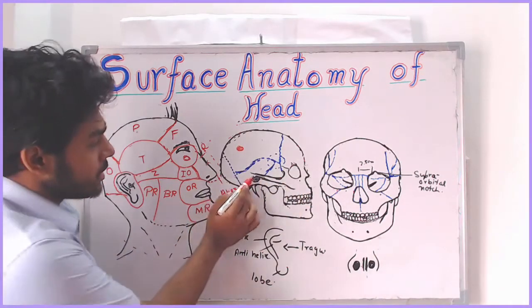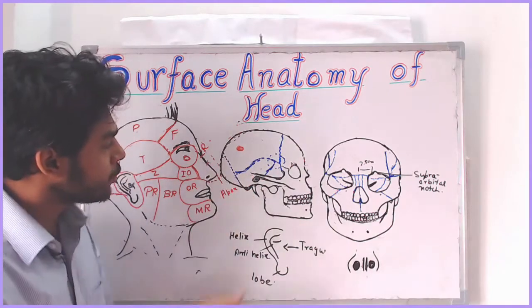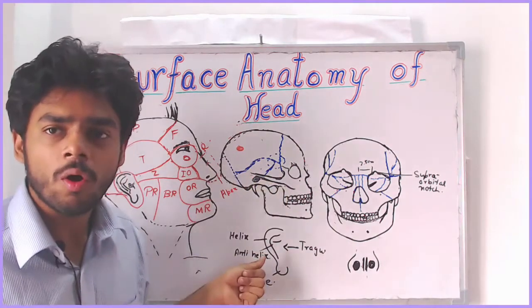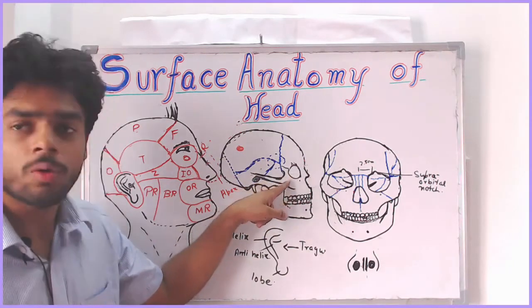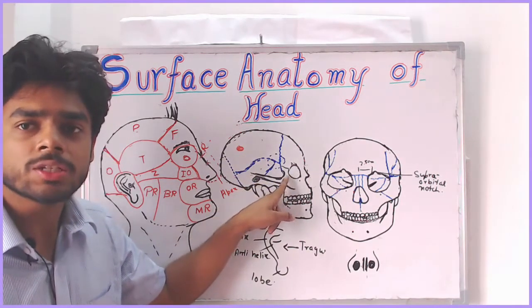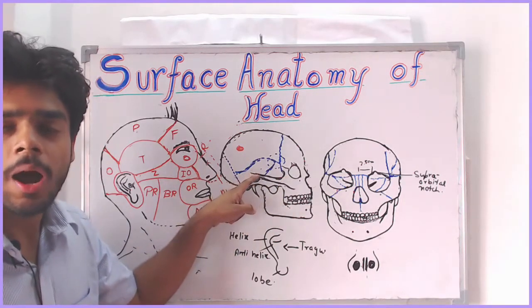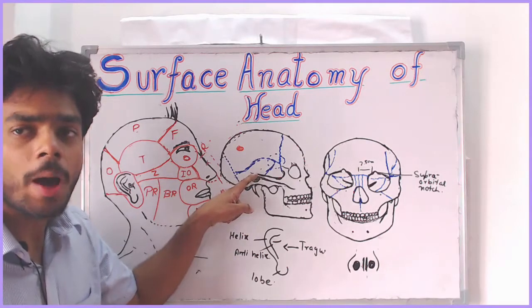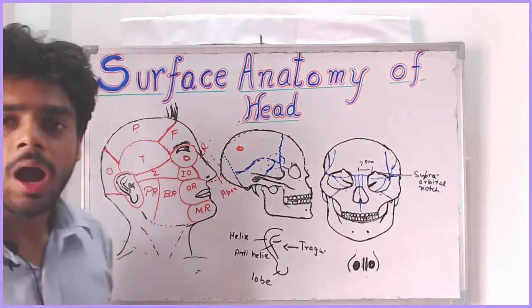See, this is the upper portion of the auricle. So this zygomatic arch extends from just inferior to the lateral margin of the eye towards the upper portion of the auricle. So here you can feel the zygomatic arch in this region.